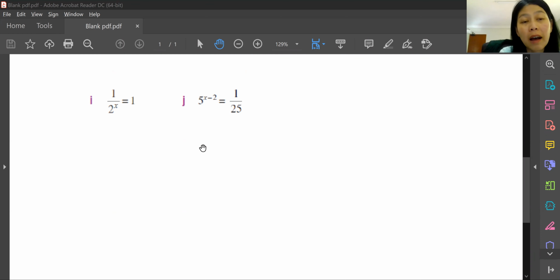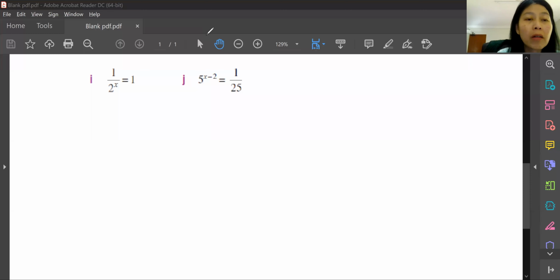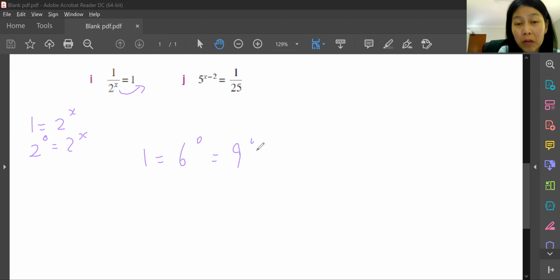Now let's try the last one. Again, there are 2 ways to solve this question. Some say, can I bring this one to here and it becomes multiply? Yes, you can. 1 times 2 to the power x is 2 to the power x. But you may have forgotten, hey, how can I change 1 to base 2? Do not forget 2 to the power 0. Anything to the power 0 is 1. Whenever you see 1, you can change it to 6 to the power 0, 9 to the power 0, 10 to the power 0, anything. But anything to the power 0 is 1, index law. All right, so again, the answer is x equals 0.